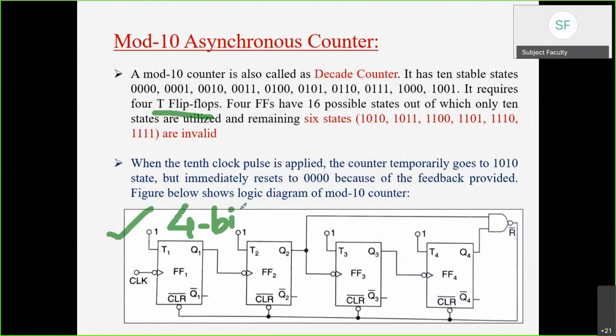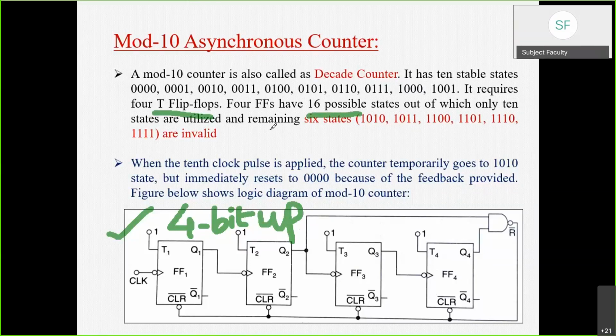Actually, if you skip this NAND gate part, then this counter, I'm talking about this counter, is a 4-bit up counter. For 4 bits, the 4-bit counter is also called a mod 16 counter. We have already seen, because total possible states are 16.